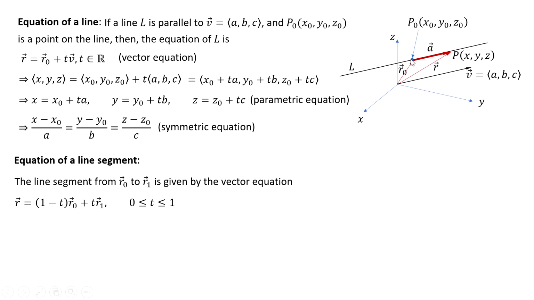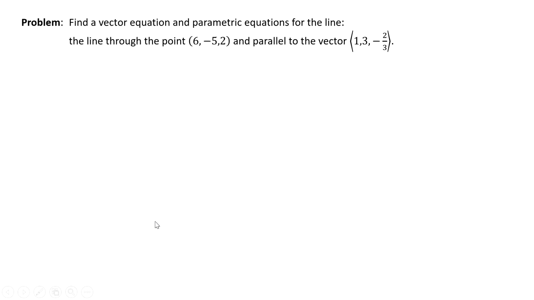This is what is called linear interpolation. We know the starting point to be r sub 0 and the end point to be r1, and we are interpolating between those two points in a linear fashion. And so this parametric equation is a sort of linear representation, linear interpolation.